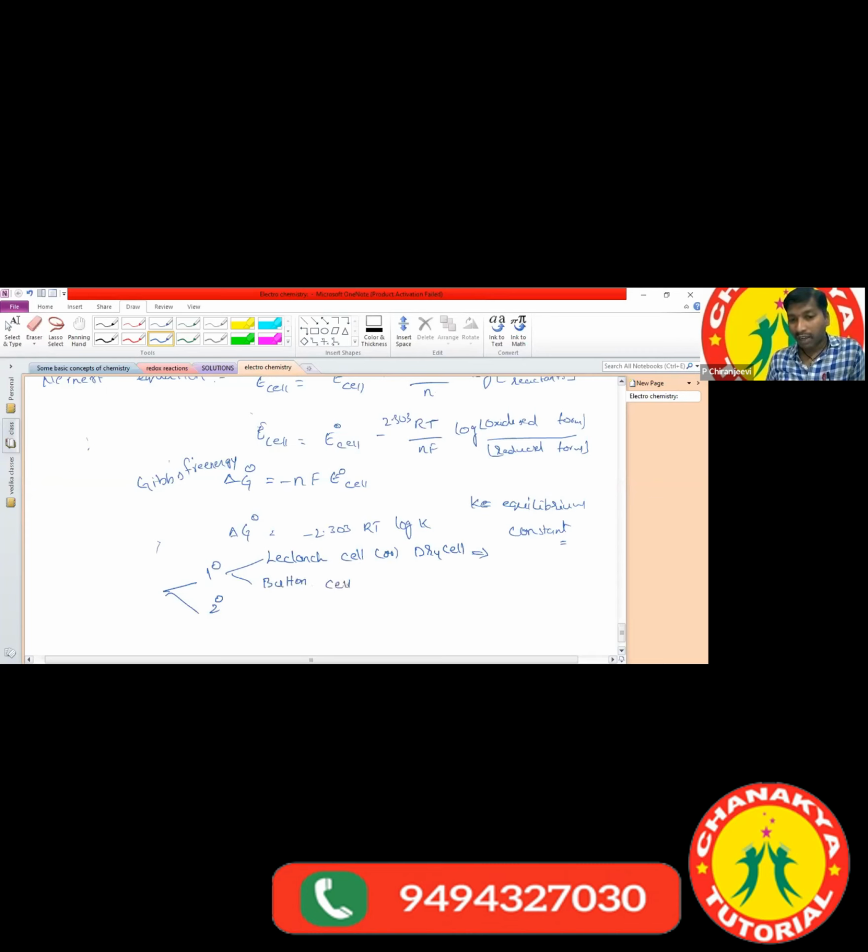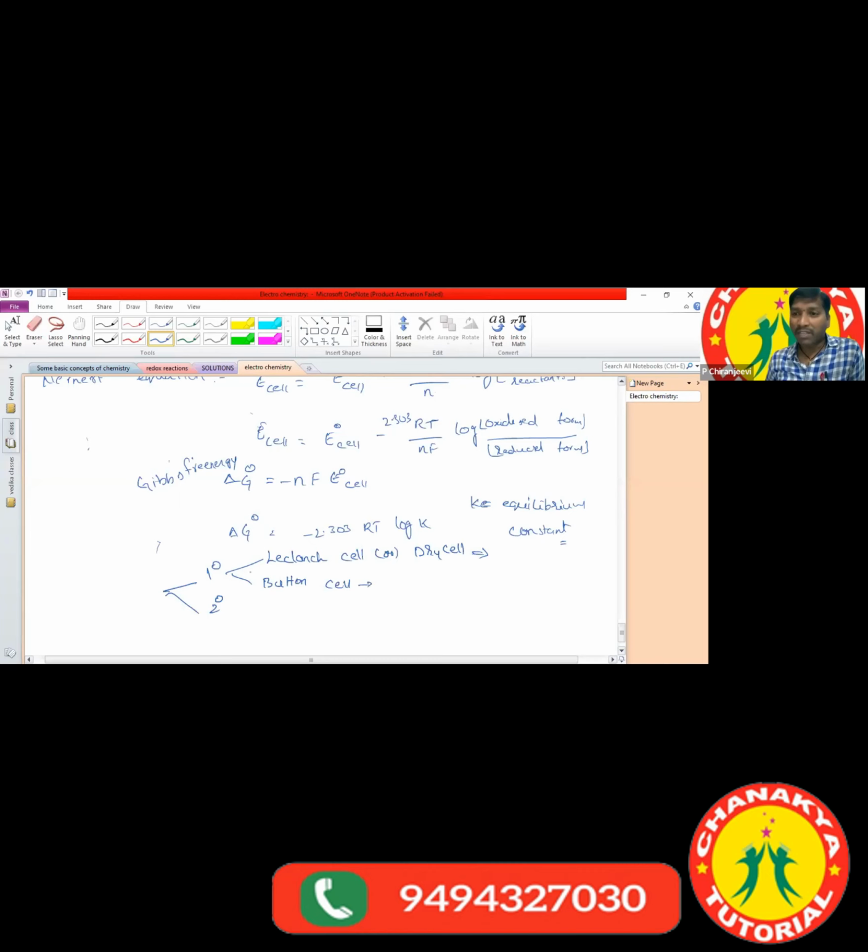Button cell. What is an example of the button cell? In a watch we are using small batteries. They look very button-sized, so due to that reason only we call them button cells. Dry cells and button cells are examples of primary batteries.